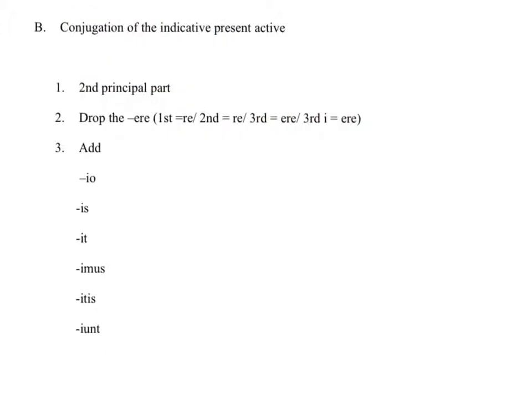Now you have to learn how to conjugate the indicative present active. If you understood the first part of the lesson, this is easy. Mood, tense, and voice. Then you take the second principal part, you drop the ERE. Just to review, for the first conjugation, it's RE. For the second conjugation, it's RE. For the third conjugation and the third I conjugation, it's ERE. So you have capere, which is a third I or third IO. You drop the ERE, which gives you your theme, and then you add the endings.